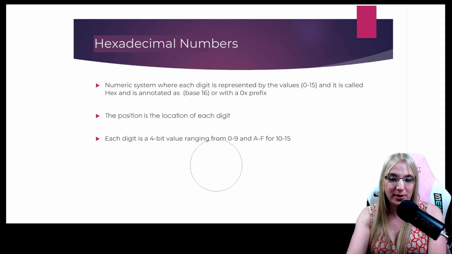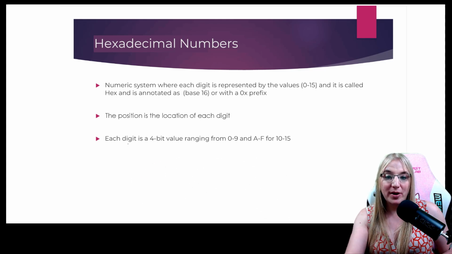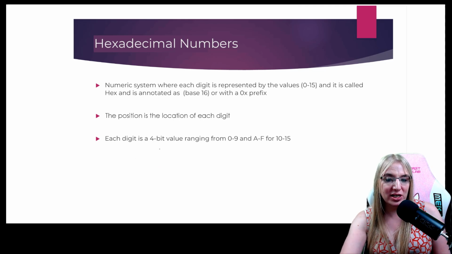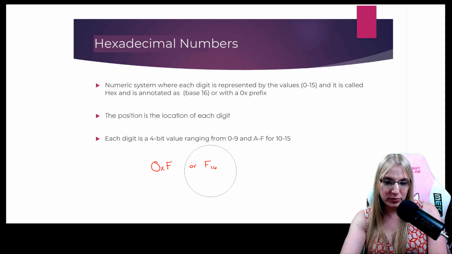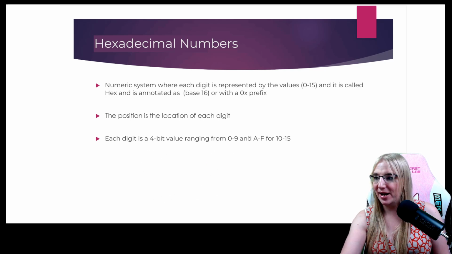All right, so we're going to go back to a little bit of a summary. Each digit is worth 4 bits. It represents the values 0 through 9 and A through F for 10 through 15. So 16 total possibilities. And again, the big thing there is the prefix. So if you have F like we had before, it would be either 0xF, or you could also say F and then base 16. You'll sometimes see this in calculators. I've seen both. So there we go, that's the basics of hex.